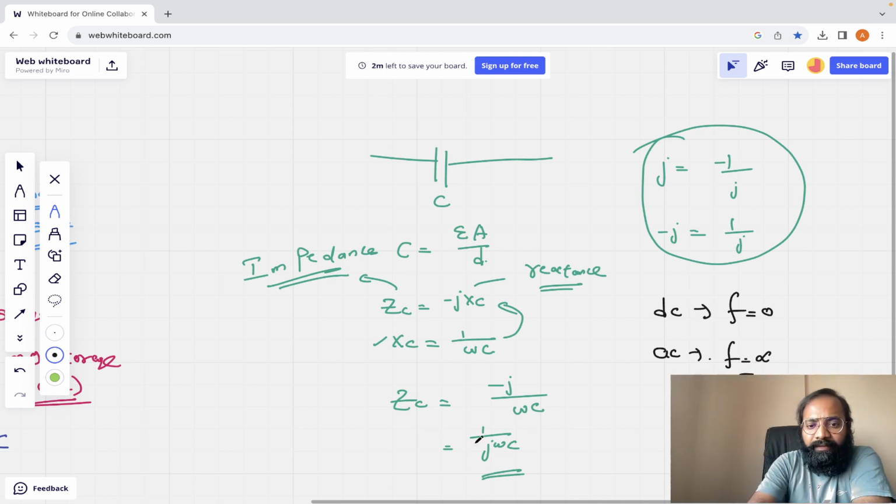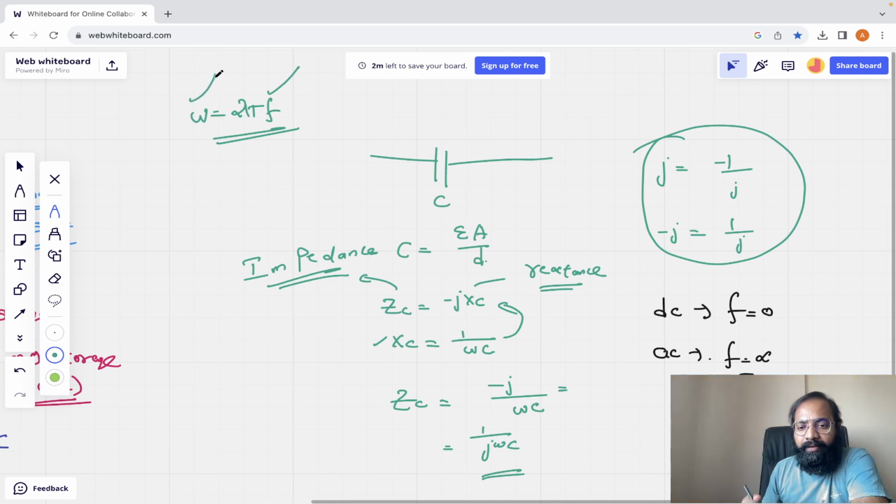Now, usually omega is nothing but the angular frequency. And if you want to convert this into linear frequency, then omega can be written as 2 pi into F. F is the linear frequency, omega is the angular frequency. Okay. So now, in the case of DC, if I substitute F equal to 0, then what will we get? Angular frequency also will be 0. Yes or no? So whenever the angular frequency is 0, then what about the impedance of the capacitance? Infinity. Yes or no? The impedance of the capacitance will be infinity.